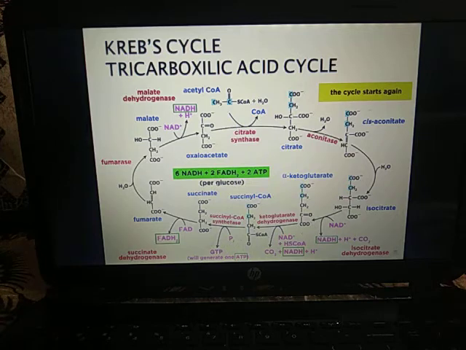Now, hydration of fumarate. A molecule of water gets added to fumarate to form malate. The enzyme is called fumarase. Now the next step is the oxidation of malate. Malate is dehydrogenated or oxidized through the agency of malate dehydrogenase to produce oxaloacetate.